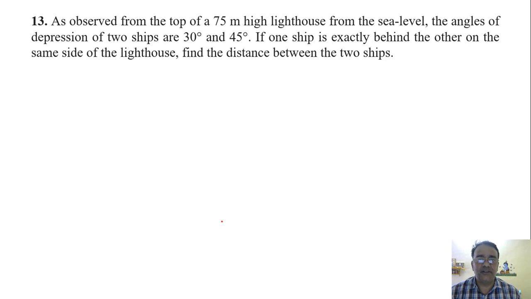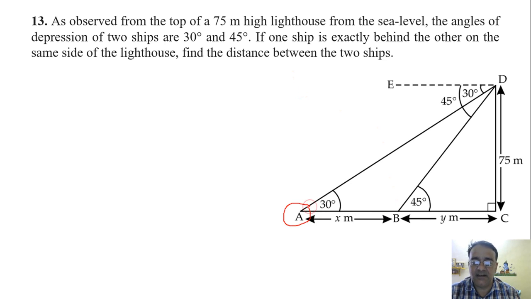Now the 13th question. As observed from the top of a 75-meter high lighthouse from the sea level, the angles of depression of two ships are 30° and 45°, if one ship is exactly behind the other on the same side of the lighthouse. So this is the diagram. These are the two ships, and on the same side it is given. So the angles of depression are given, 30° and 45°.